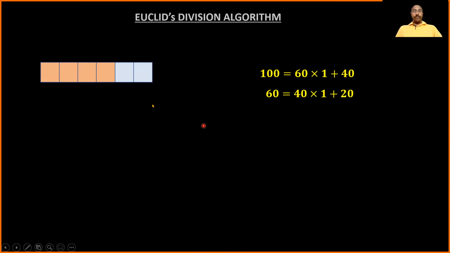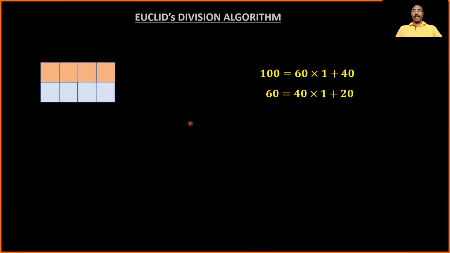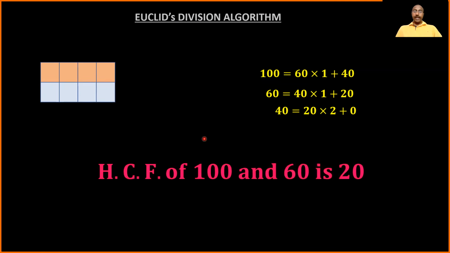Now again, try to measure this 40 using this 20. So we can measure 2 times exactly. Okay. So that is, we are left with 0 now. So we can write 40 is equal to 20 into 2 plus 0. Okay. Now this 20 is the HCF of 100 and 60. Okay. This process is called Euclid's division algorithm.